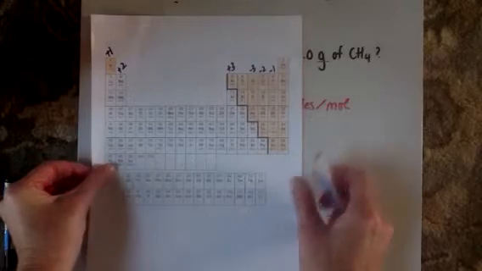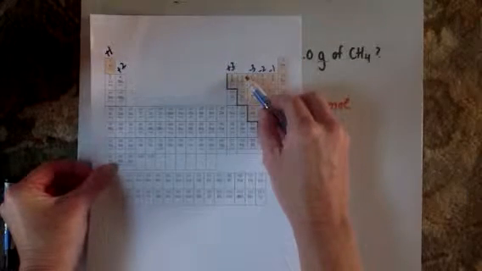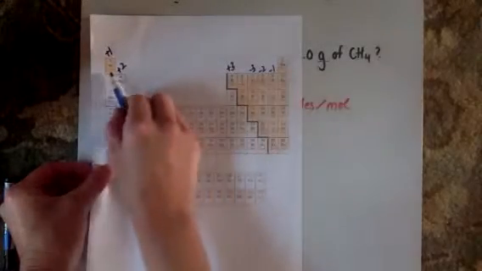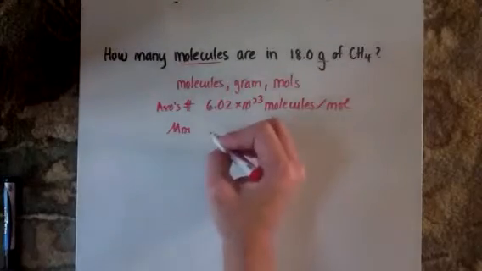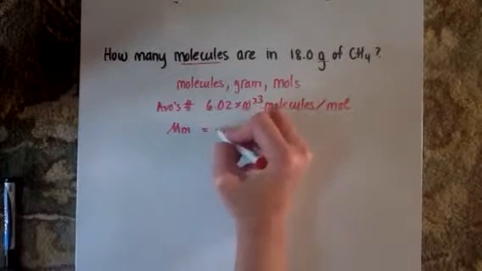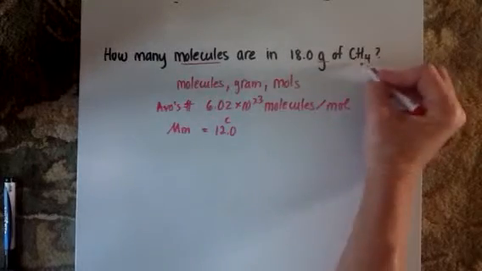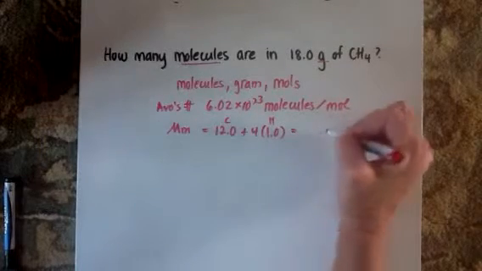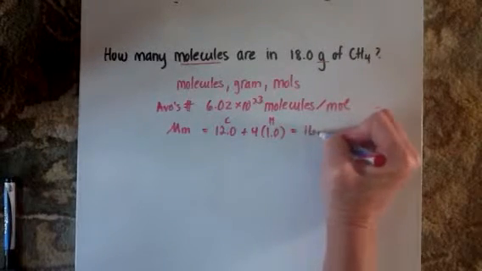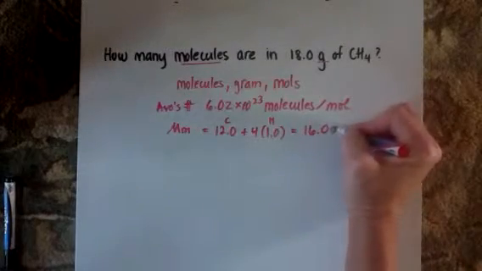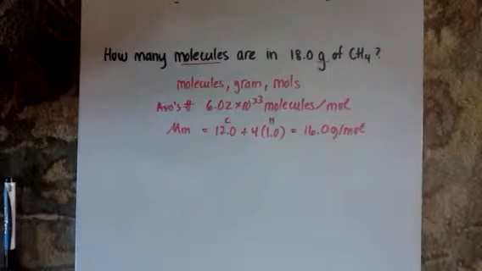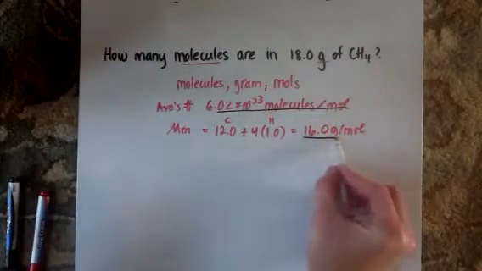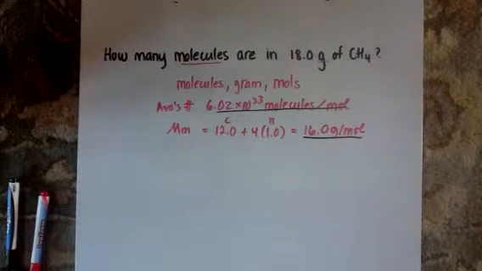On the periodic table, it's not the big number, but the smaller number we're looking at. For carbon, it's 12.0, and for hydrogen it's 1.0. So we will calculate the molar mass here as 12.0 for the carbon in CH4 plus 4 times 1.0 for the hydrogen, which gives us a molar mass of 16.0, and the units for that are grams per mole. Okay, now we have two conversion factors that we can use to solve this problem. So this problem is a conversion factor problem.